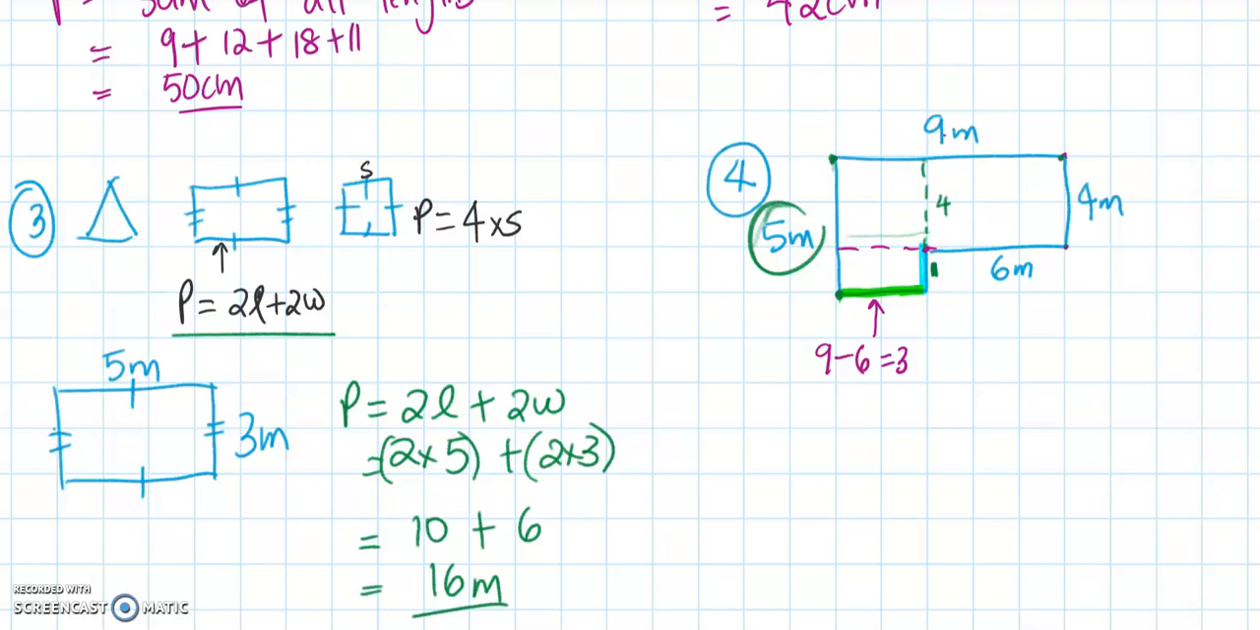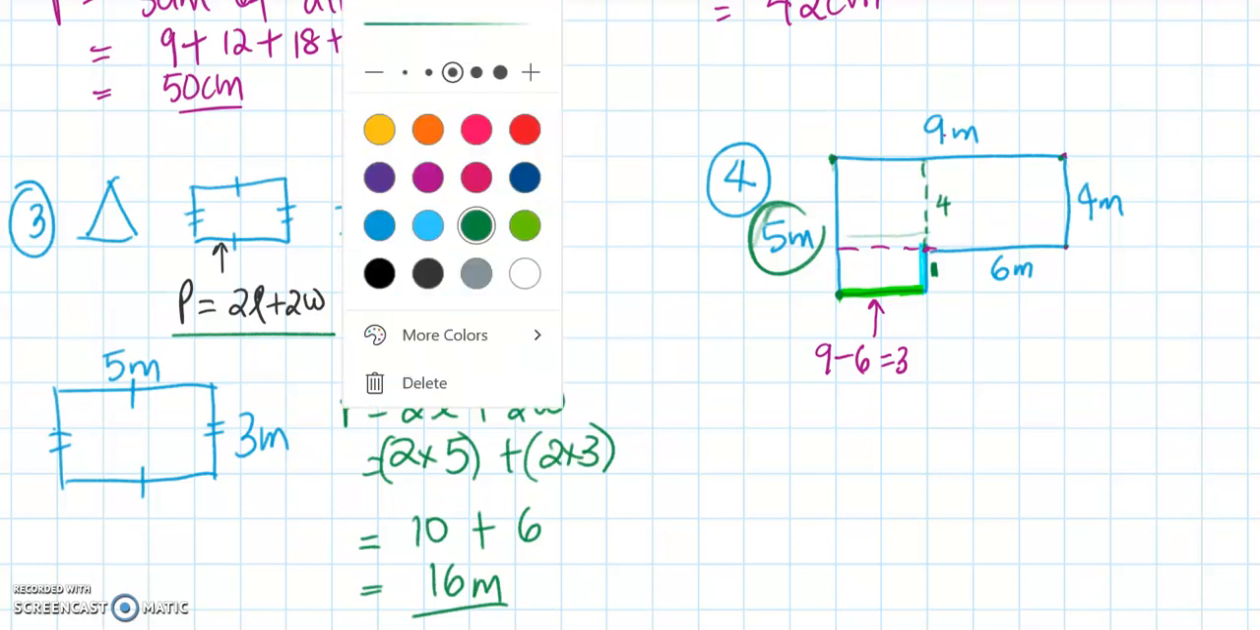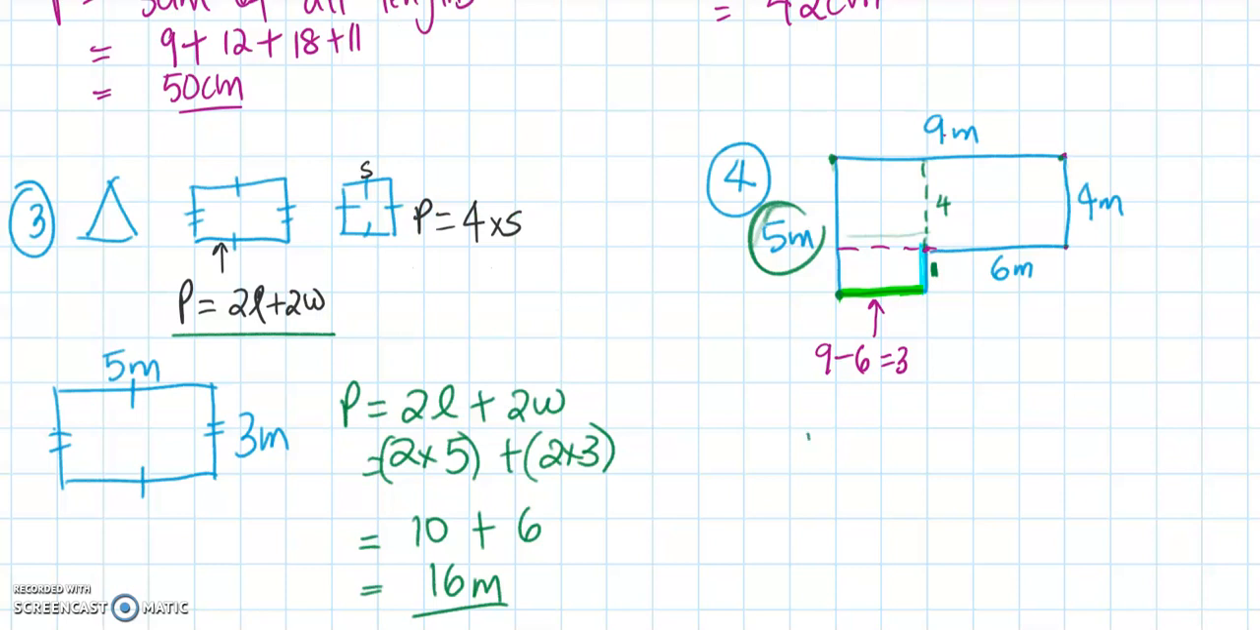So now that we have all the side lengths, all we do is evaluate the perimeter by adding them all up. So we have 9 plus 4 plus 6 plus 1 plus 3 plus 5, and if I add all of them up, that gives me 28 meters.